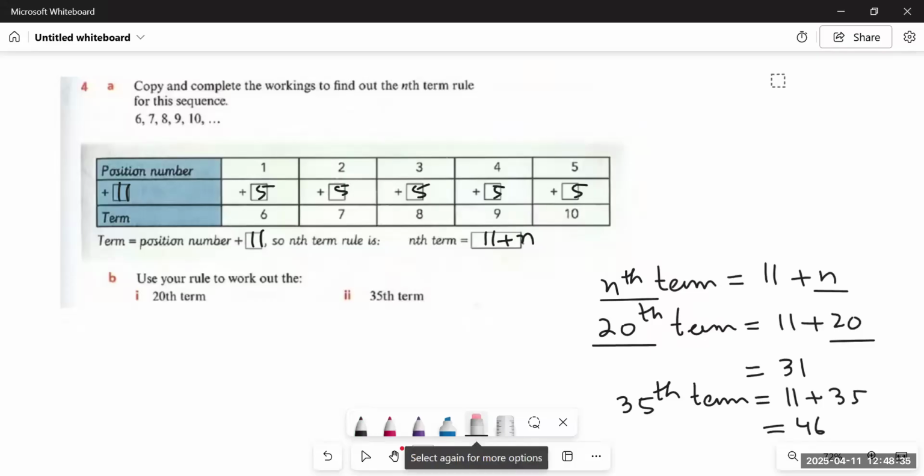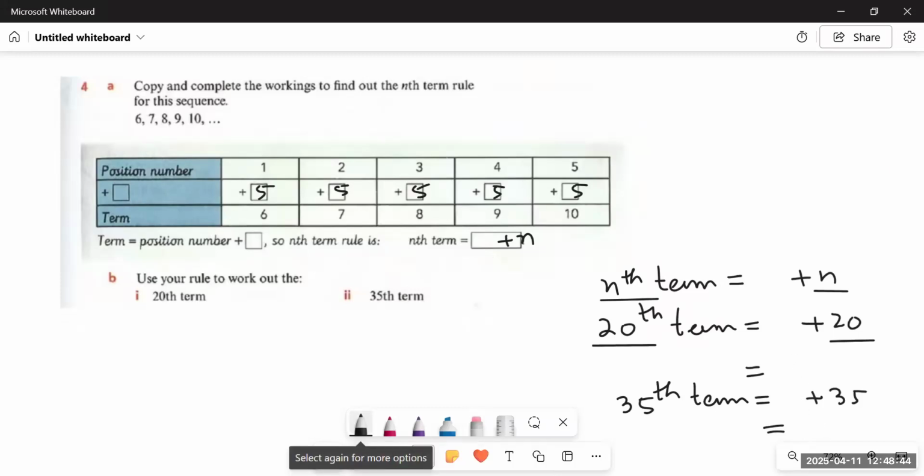Oh, sorry, students, it was not 11, it was 5 basically. Why did I write 11? I don't know. So it would be position number plus 5 since there is 5 over here. So the nth term would be 5 plus n. You see? So it would be 5 plus n. So 20 plus 5 is equal to 25 and 35 plus 5 is equal to 40. So the 20th term would be 25 and the 35th term would be 40. Make a correction over here.